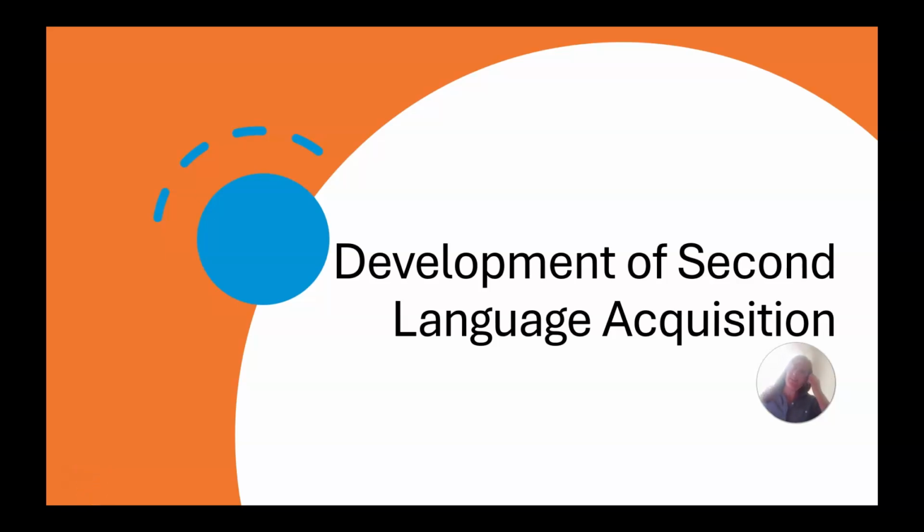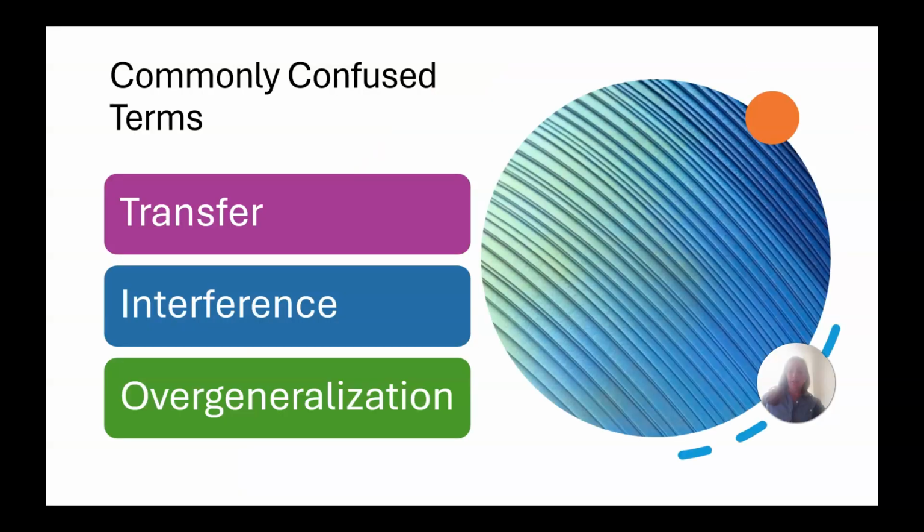So the presentation this week focuses on the development of second language acquisition and how it proceeds through various stages. Many of the terms that are identified in this chapter are often very commonly confused. So I wanted to highlight a few of those that are commonly confused with each other and explain their similarities and differences. First of all, we have the concept of transfer, which is where ideas from the L1 transfer to the L2 or move over to the L2.